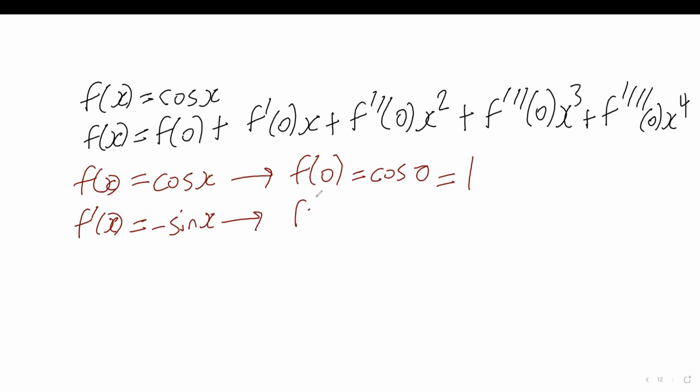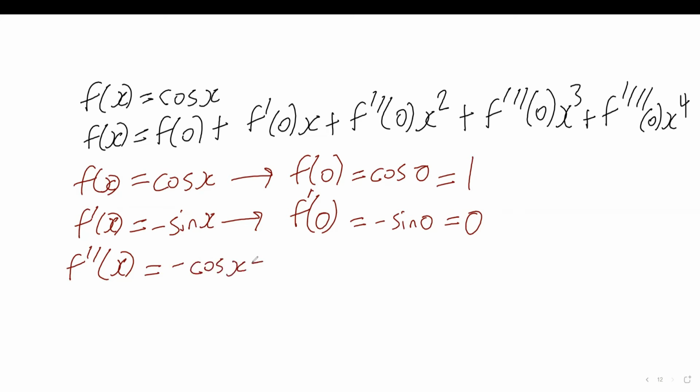So when you plug in x as 0, you get f prime of 0 is minus the sine of 0, and minus the sine of 0 is 0. Now, f double prime of x is, when you differentiate sine, you get cos. So this becomes minus cos x. And so f double prime of 0 is going to be minus the cos of 0, which is negative 1.